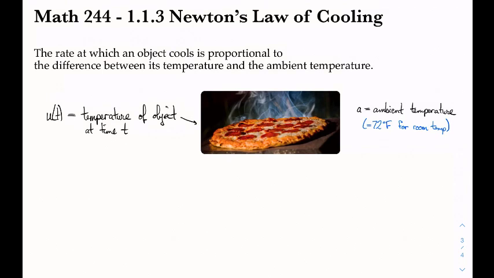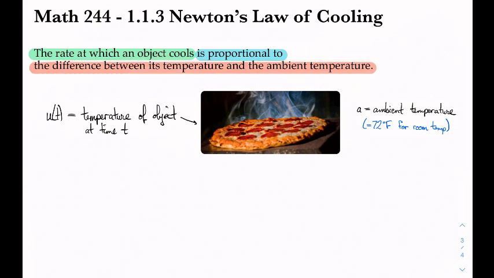Another common application of basic differential equations is Newton's law of cooling. Newton's law of cooling states that the rate at which an object cools is proportional to the difference between its temperature and the ambient temperature.